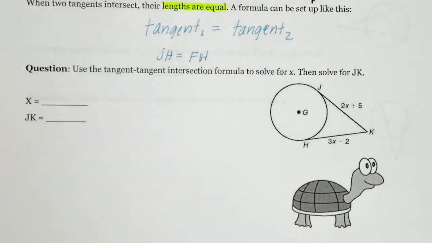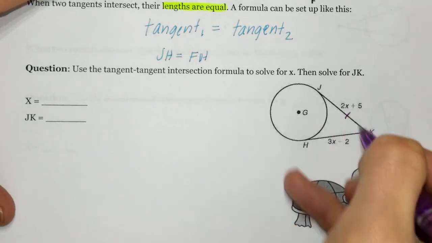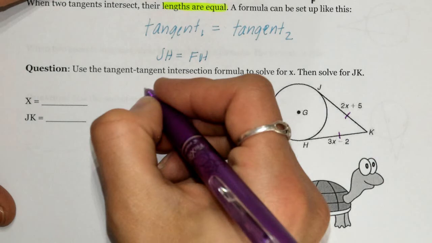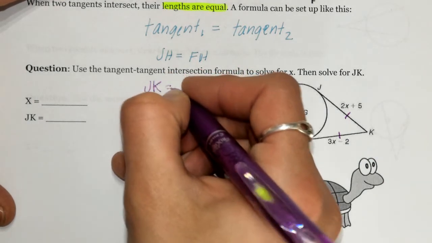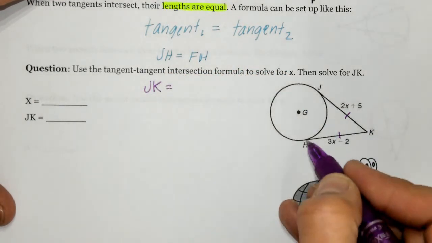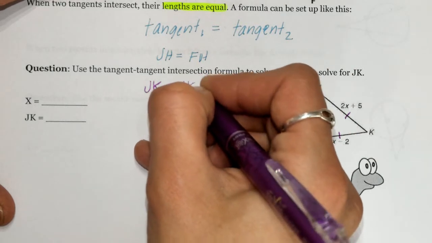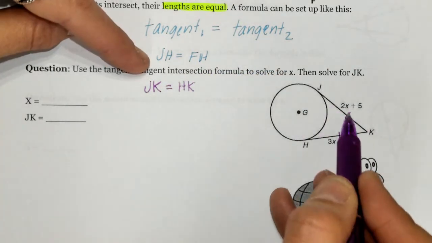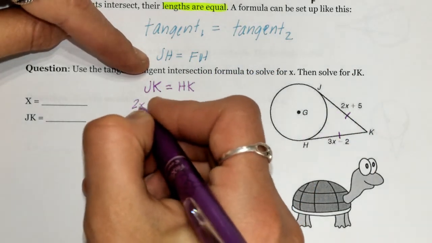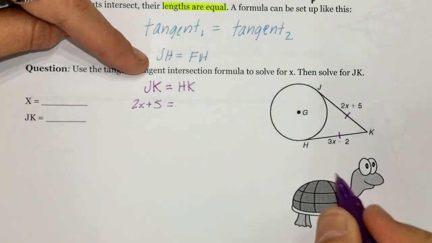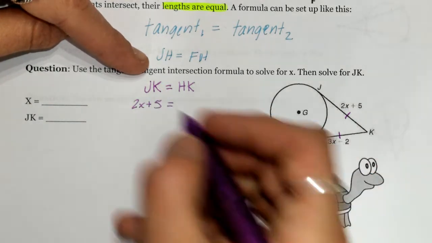So this one right here, we've got this tangent-tangent intersection. We're going to solve for x, and then we're going to solve for JK. So we're going to go ahead and substitute in. Here we remember that these are congruent, so we're just going to set them equal to each other. JK will be equal to HK. So let's go ahead and plug these in. JK is 2x plus 5. We're going to set that equal to HK, 3x minus 2.